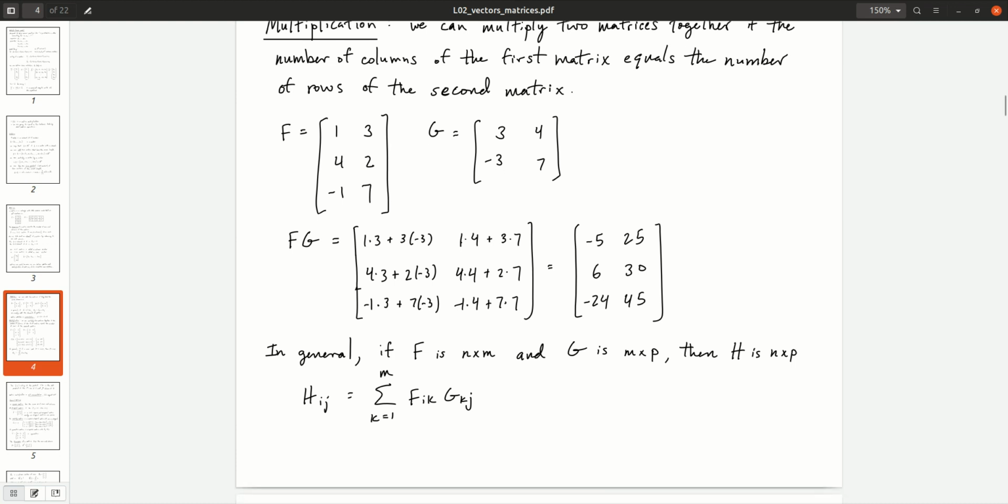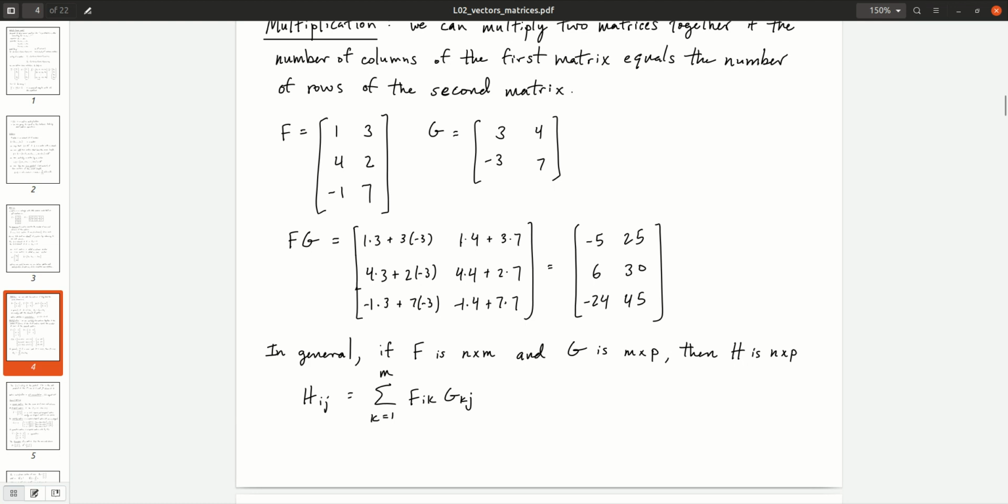So here's the general formula in terms of summation notation. If F is an n by m matrix and G is an m by p matrix, we can multiply F times G because the number of columns of F equals the number of rows of G. And their product, F times G, which we call H, has the number of rows of F by the number of columns of G. So H is an n by p matrix, and its entries are given by this summation.